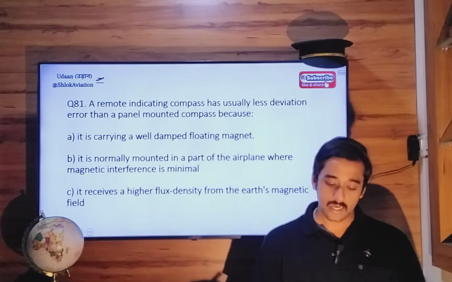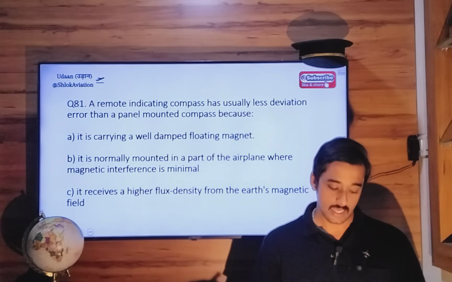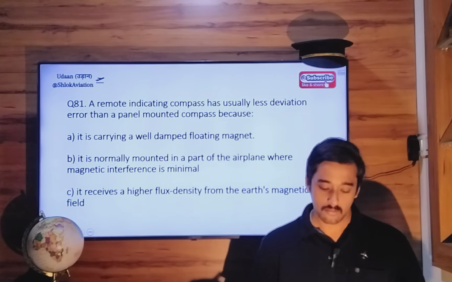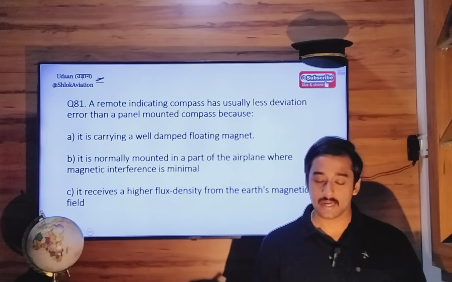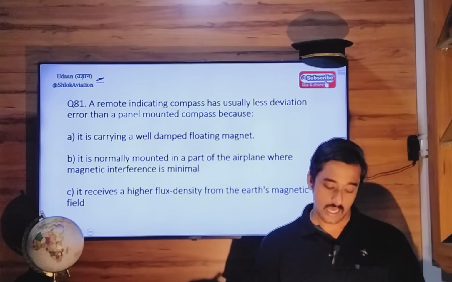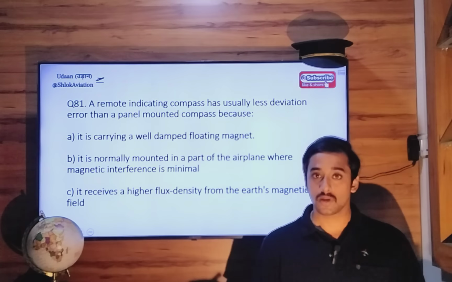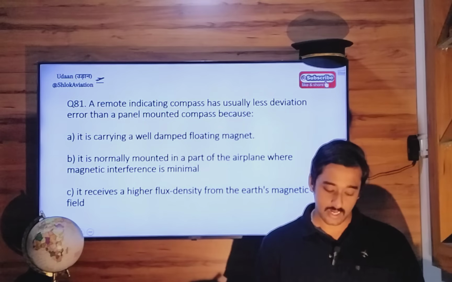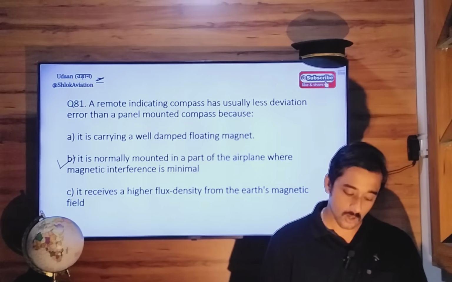A remote indicating compass has less deviation than a normal compass on the top of the cockpit panel because it is carrying a well-damped floating magnet. It is normally mounted in a part of the plane where magnetic interference is minimal. It receives a higher flux density from the Earth's magnetic field. So the correct option is option Bravo.